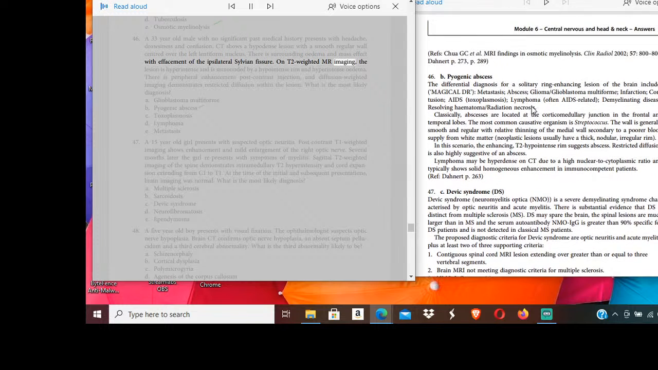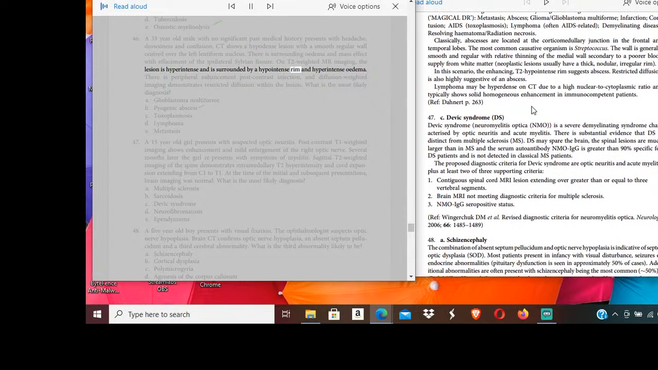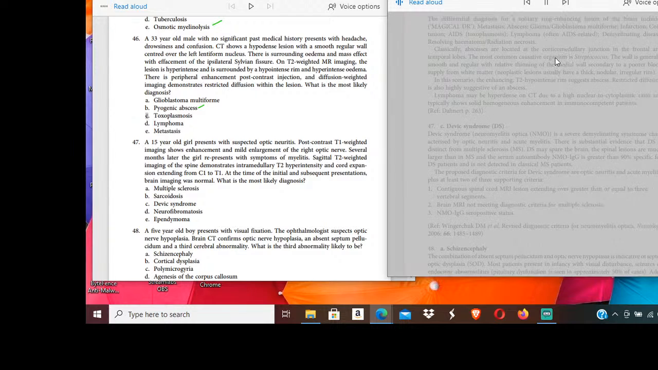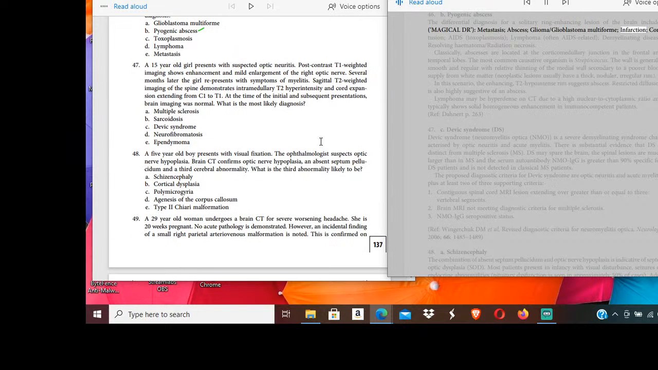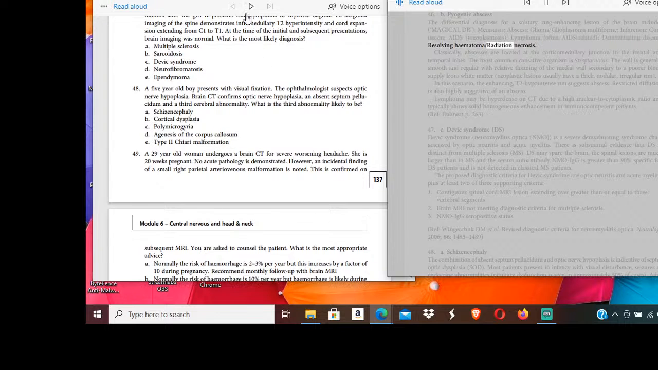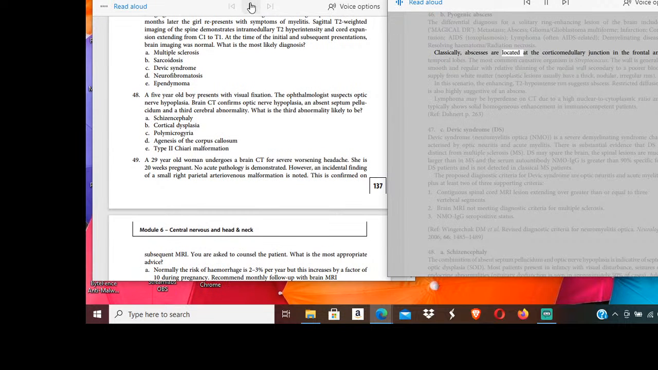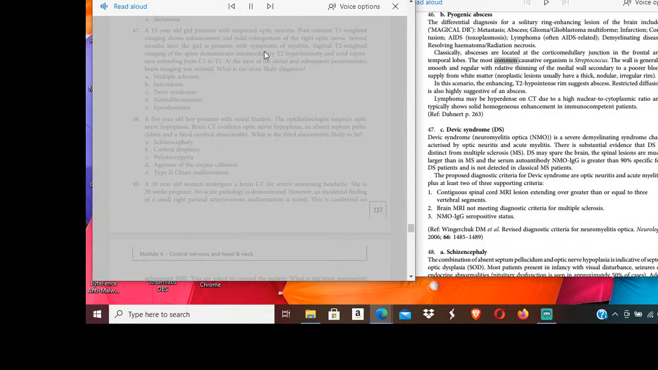On T2-weighted MR imaging, the lesion is hyperintense and is surrounded by a hypointense rim and hyperintense edema. There is peripheral enhancement post-contrast injection, and diffusion-weighted imaging demonstrates restricted diffusion within the lesion. What is the most likely diagnosis? A. Glioblastoma multiforme, B. Pyogenic abscess, C. ... 46. B. Pyogenic abscess. The differential diagnosis for a solitary ring-enhancing lesion of the brain includes metastasis, abscess, glioma/glioblastoma multiforme, infarction, contusion, AIDS-related toxoplasmosis, lymphoma, often AIDS-related, demyelinating disease, resolving hematoma/radiation necrosis. Classically, abscesses are located at the corticomedullary junction in the frontal and temporal lobes. The most common ... E. Metastasis.